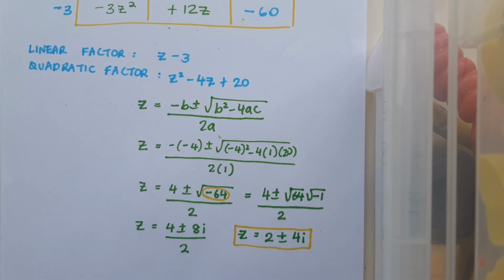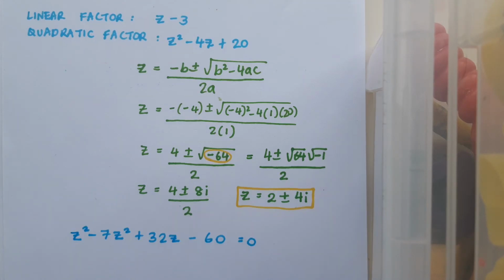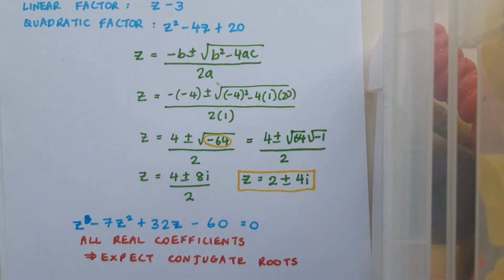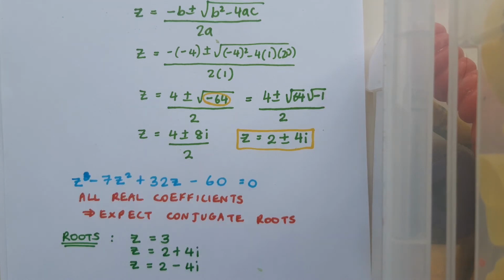And notice that this gives me two results really, 2 plus 4i and 2 minus 4i. And again, note that these two results are conjugates of one another. Now this isn't surprising, because if I think back to my original cubic, I note that all my coefficients were real numbers. So I expected conjugate roots. I'm going to finish the question by just listing out my 3 roots. And they are z equals 3, z equals 2 plus 4i, and z equals 2 minus 4i.